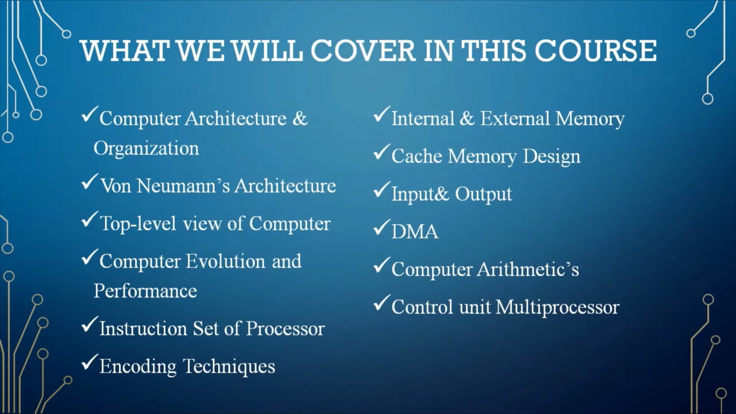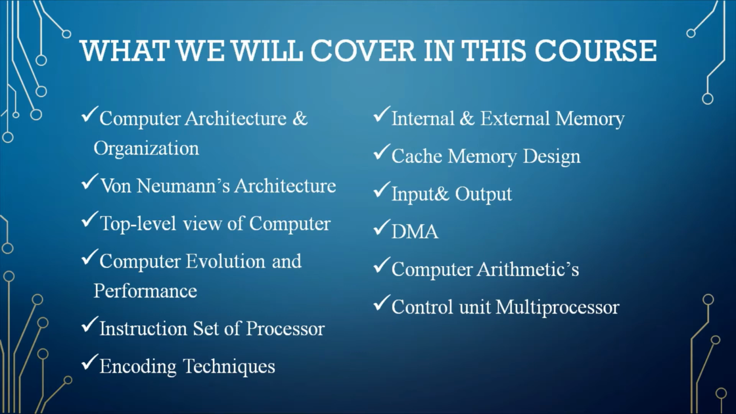So what we will learn and cover in this course, we will first discuss the introduction of computer architecture and organization. Then we will discuss the von Neumann architecture. It is the most basic concept and most basic architecture in computer systems. Then we will discuss the top level view of computer evolution and performance, like when it was developed and invented and how it evolved in terms of performance and some other concepts.